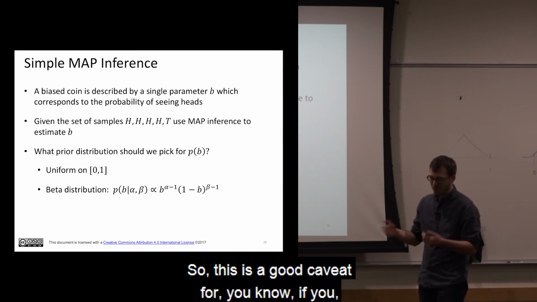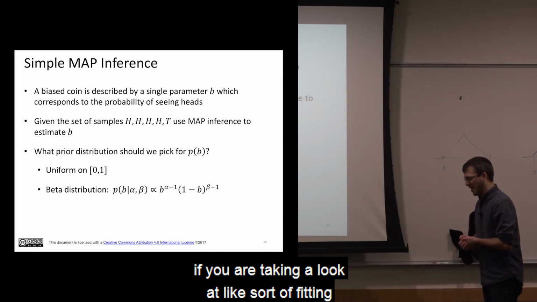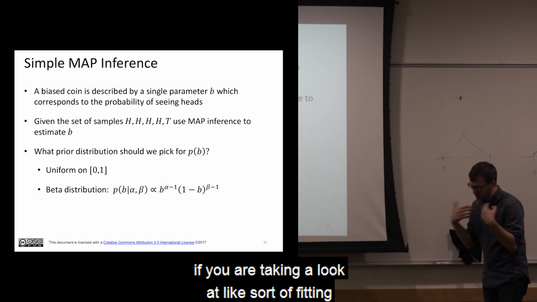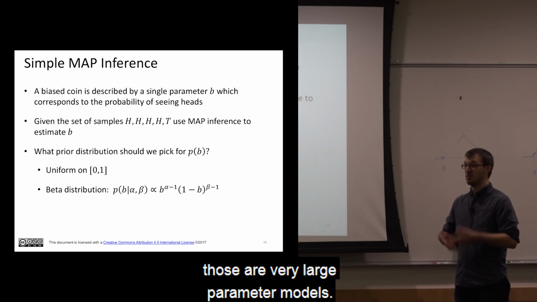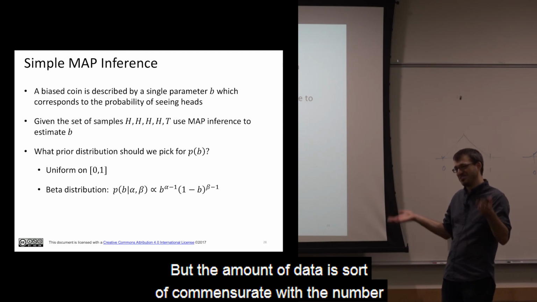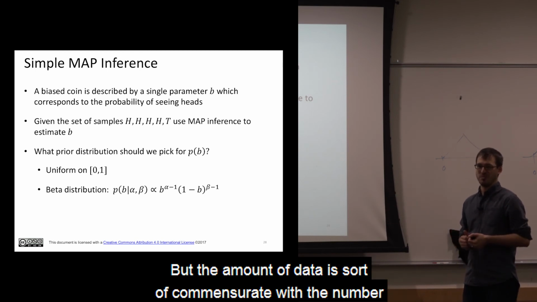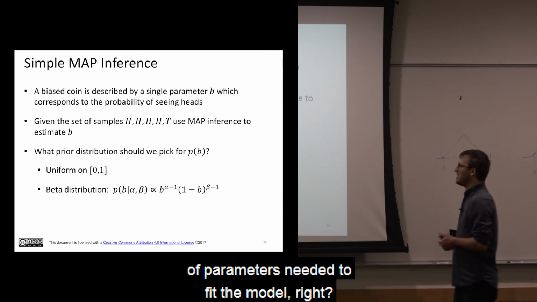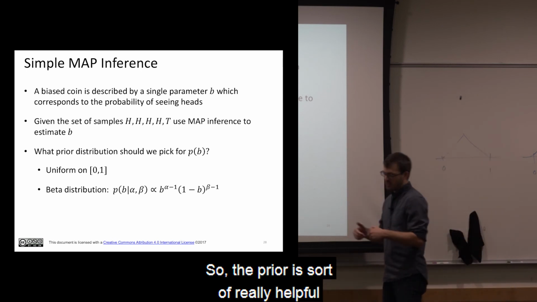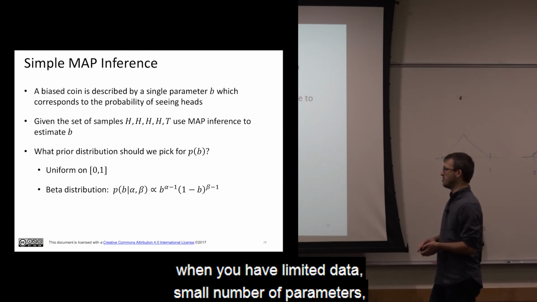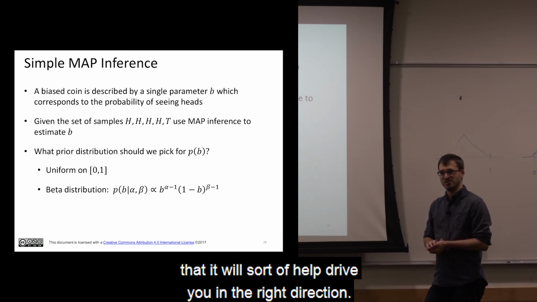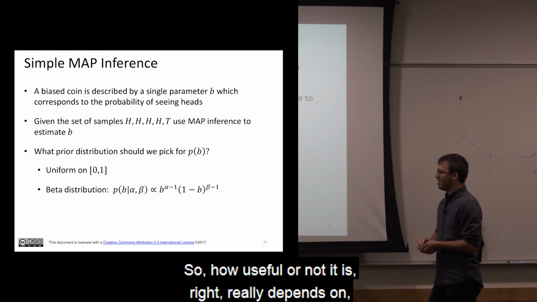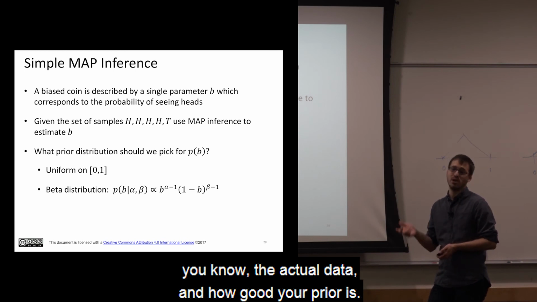This is a good caveat if you're taking a look at fitting deep neural networks to data. Those are very large parameter models. You typically have a lot of data, but the amount of data is commensurate with the number of parameters needed to fit the model. So the prior is really helpful when you have limited data and a small number of parameters. Then it'll help drive you in the right direction. How useful it is really depends on the actual data and how good your prior is.